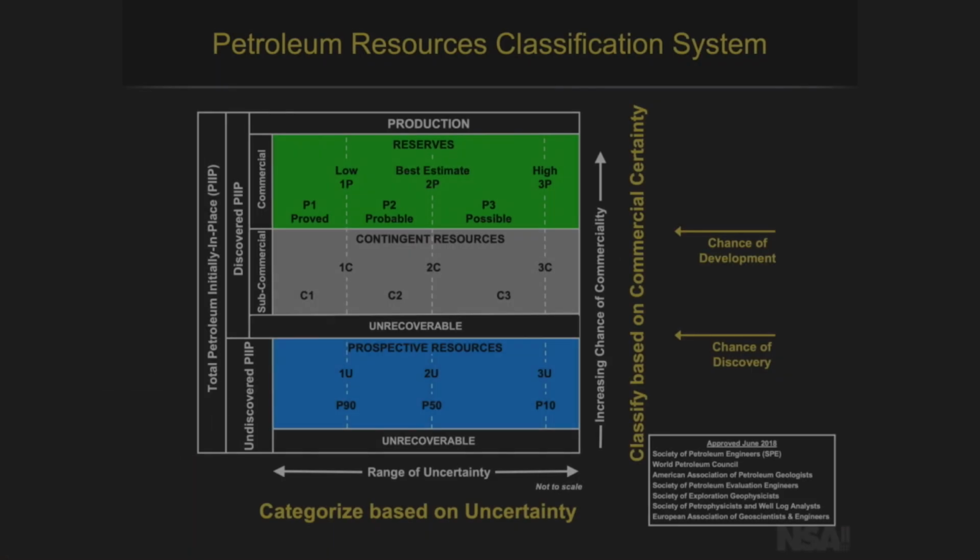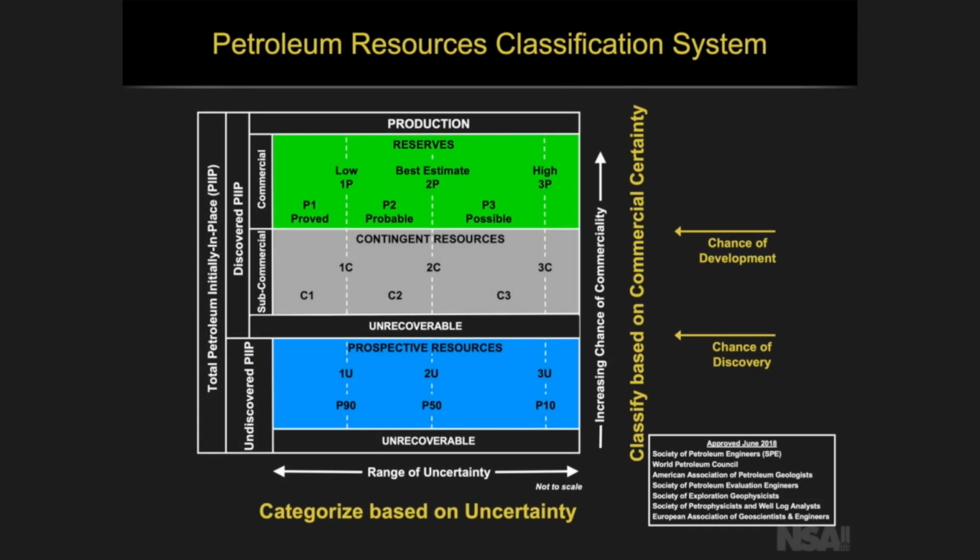Now, the guidelines that we use today are PRMS, Petroleum Resources Management System. There was an original 2007 listing that came out, and it's just been updated in June of this past year. You can see in the bottom right of this chart all the organizations that have approved this, and they made some minor modifications. There's not major modifications, but I want to go through this a little bit so you kind of understand where these different categories come into play.